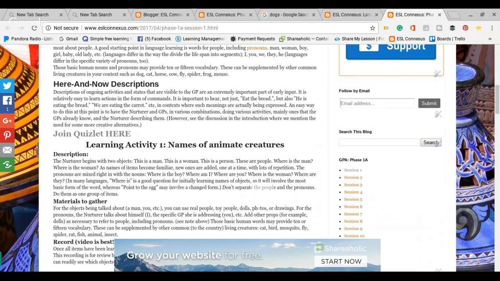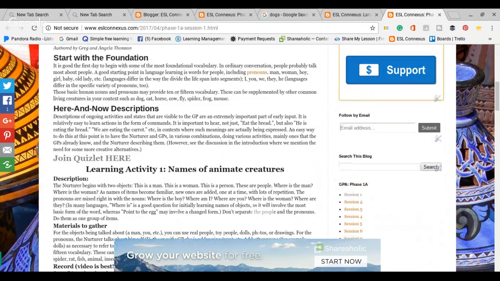I want to recommend before you go into the lesson that you either have the cards with the pictures of each of these items on it, or if you're meeting in person, which is ideal, you can use little toys, puppets, to represent the different items.